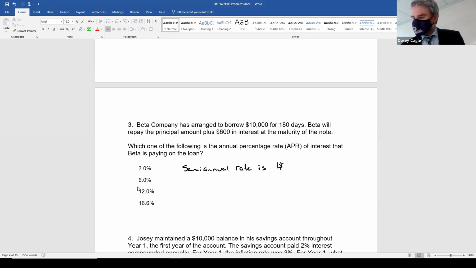paying back $600 on $10,000. That's what we have to pay for borrowing that for 6 months. 6%. So if we want to annualize that number, multiply it by 2.